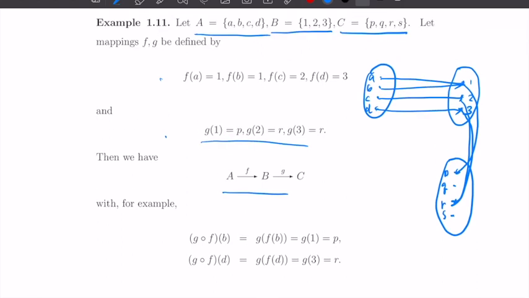So G after F of B: F sends B to 1, and then 1 goes to P. So this goes to P. And G after F of D: D goes to 3 and 3 goes to R.